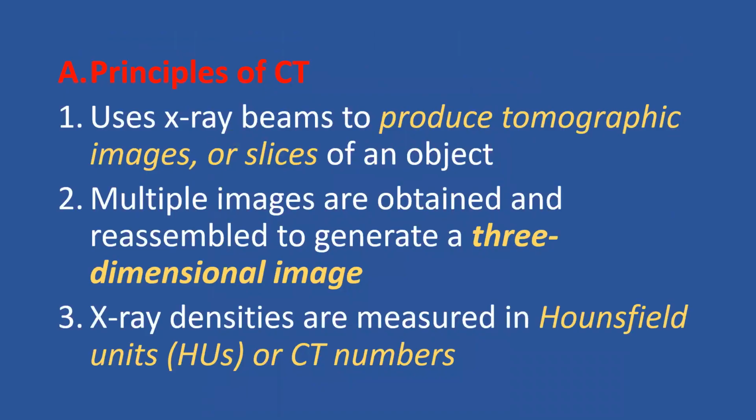So the principles of CT: it uses X-ray beams to produce tomographic images or slices of an object. Multiple images are obtained and reassembled to generate a 3-dimensional image. X-ray densities are measured in Hounsfield units or CT numbers.